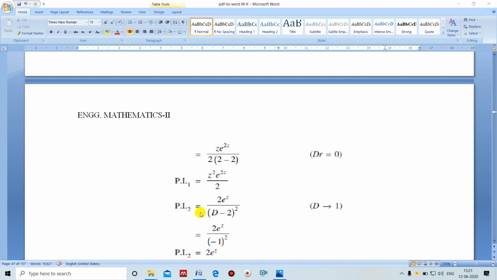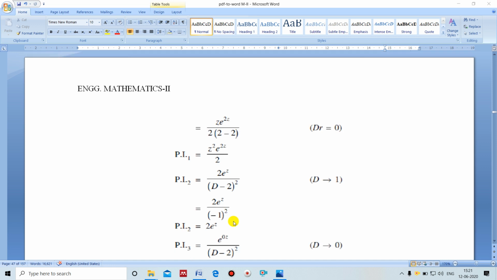Then the second particular integral is 2 into e raised to z divided by (d minus 2) whole square. So replace d by the coefficient of z, that is 1. D is equal to 1. Putting it here, we get (1 minus 2) is minus 1, whole square, that is plus 1. Therefore the particular integral is 2 into e raised to z.